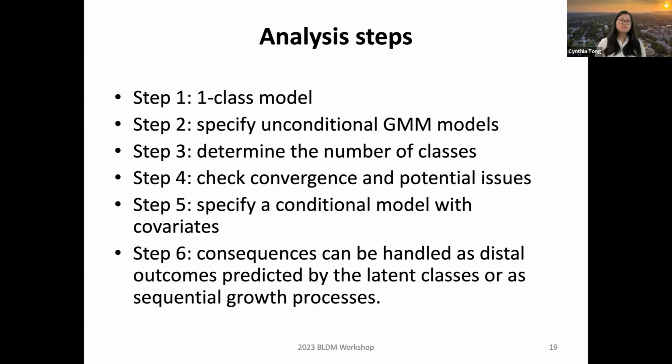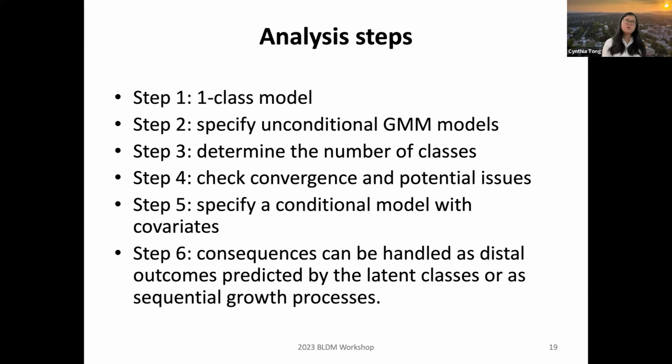Then for step 5, typically we can add covariates and fit conditional models to see whether some of the covariates can explain the between-subject differences in the change, and also whether some of the covariates can even explain the class memberships. And sometimes researchers may even go further to step 6, where the consequences can be handled.